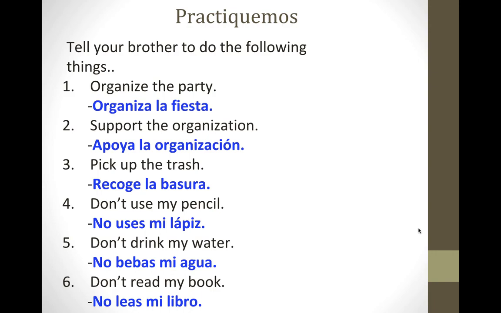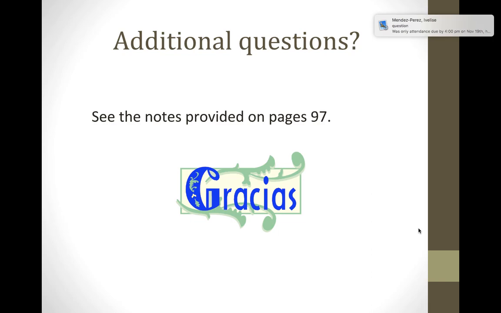Okay, so again, just to recap, today you learned how to tell someone that you're familiar with what to do and what not to do. To tell them what to do, you just use the he, she form of the verb. And to tell them what not to do, you go to the yo form, drop the o, and add the opposite tú form ending. And then of course put a no in front. If you have any additional questions, please see the notes provided in your textbook on page 97.